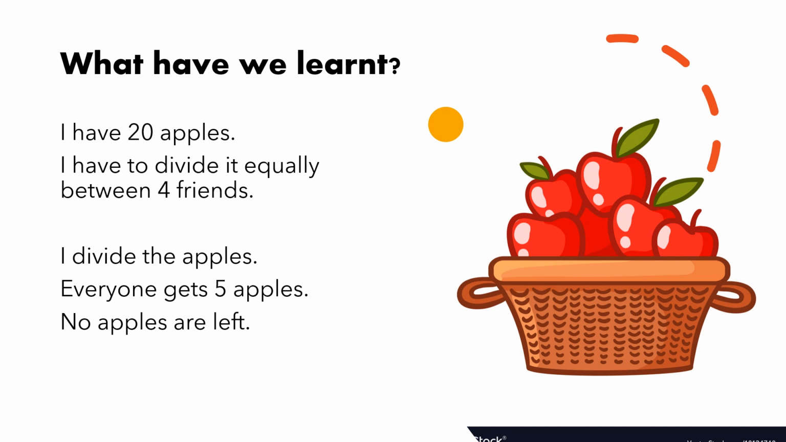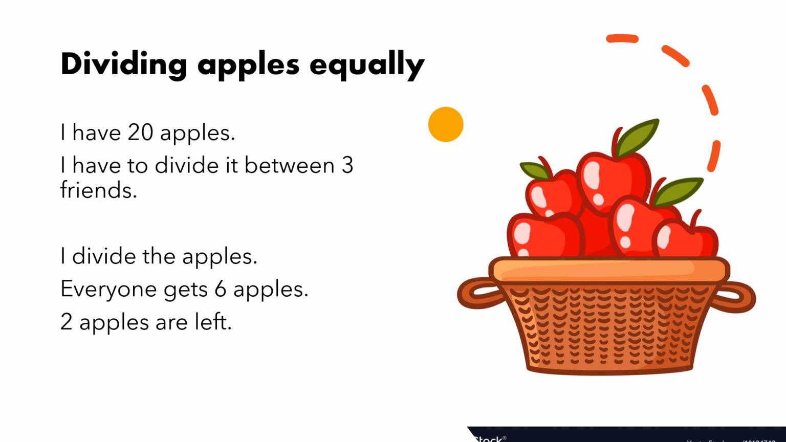I have 20 apples. I have to divide it equally between 4 friends. I divide the apples. Everyone gets 5 apples and no apples are left. Next, I have to divide 20 apples again, but this time I have to divide it between 3 friends equally. I divide the apples. Everyone gets 6 apples, but 2 apples are left in the basket.